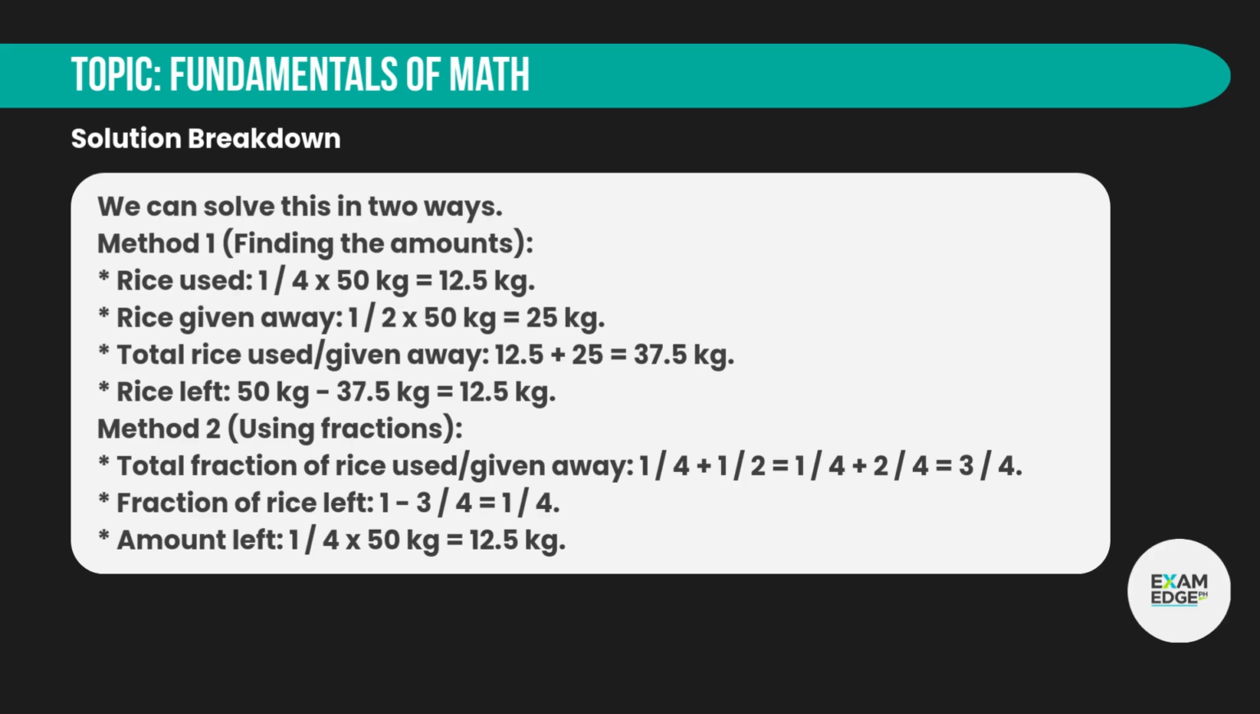Method 2. Using fractions. Total fraction of rice used and given away: 1/4 plus 1/2 equals 1/4 plus 2/4 equals 3/4. Fraction of rice left: 1 minus 3/4 equals 1/4. Amount left: 1/4 times 50 kg equals 12.5 kg.